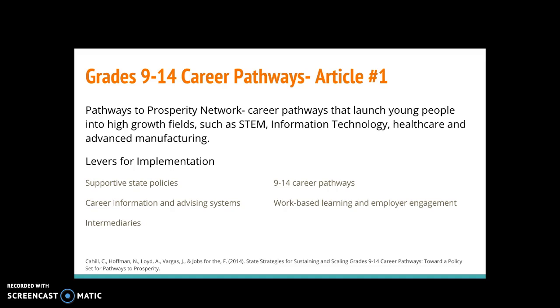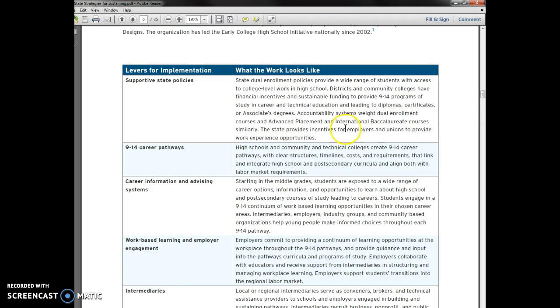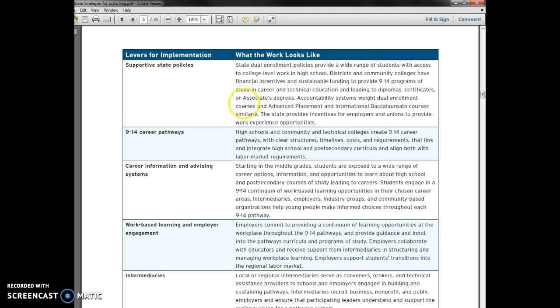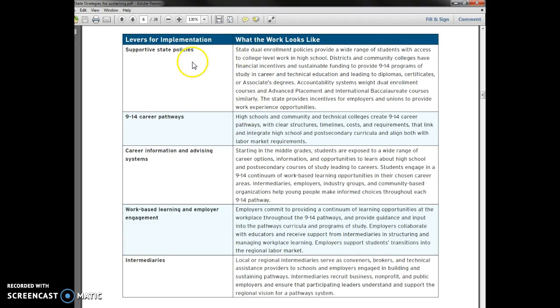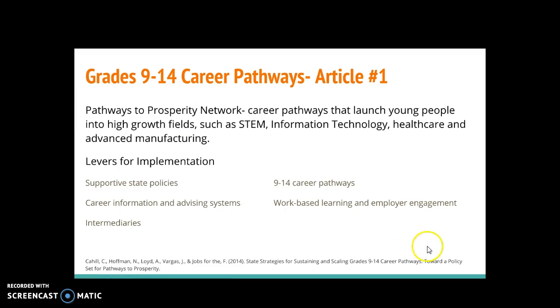But they were really looking at building a network between the college and the high school and really growing a career pathway for young people into high growth fields such as STEM, information technology, healthcare, and advanced manufacturing. And the paper really talks about some levers for implementation, and they talked about a couple key ones: supportive state policies, the 9 through 14 career pathways, career information and advising systems, work-based learning and employer engagement, and some intermediaries.